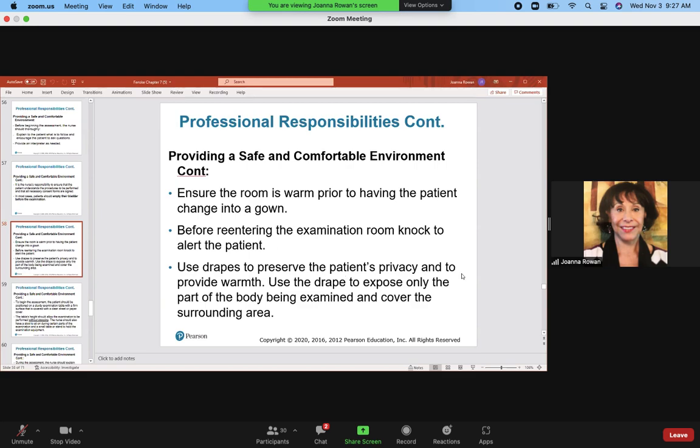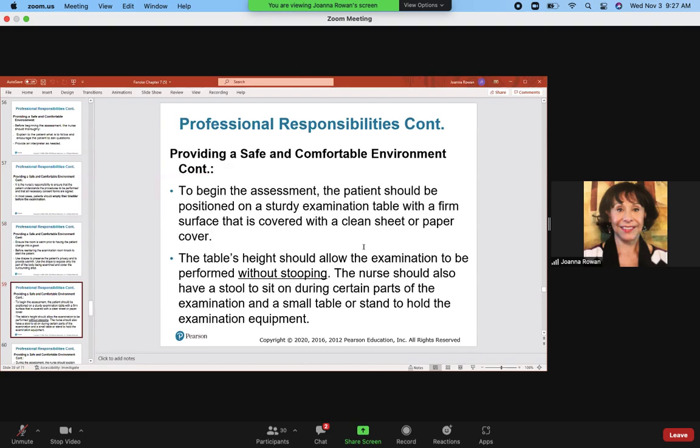Use drapes to preserve the patient's privacy and to provide warmth. Use the drape to expose only the part of the body being examined and cover the surrounding areas. So if you are going to do a physical exam, you cannot just leave the patient totally naked in there. No, only expose the area that is going to be examined. The rest should be covered. For one thing, because you want to preserve the patient's privacy, and for another, you don't want to expose the patient to cold. Most hospitals are very cold.